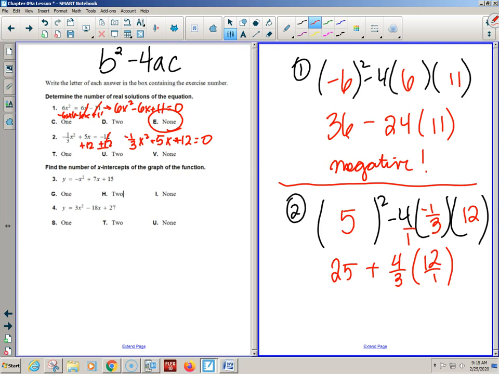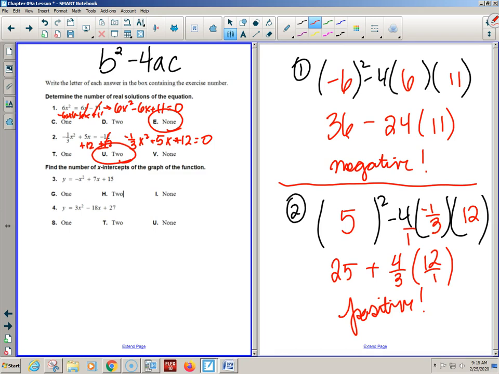If I'm just trying to figure out how many solutions, why is Max smiling over there with his 2 still thrown up? What kind of number is this going to be? A positive. It's going to be a positive. And if it's a positive, how many answers are we going to have? 2.